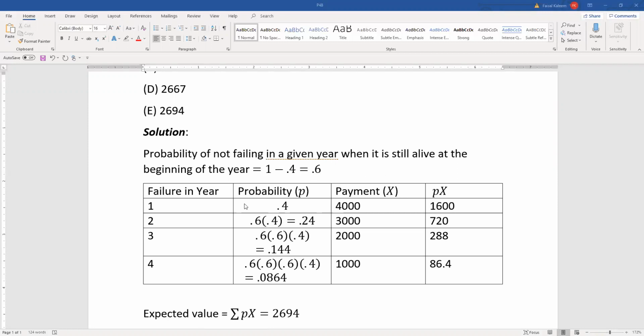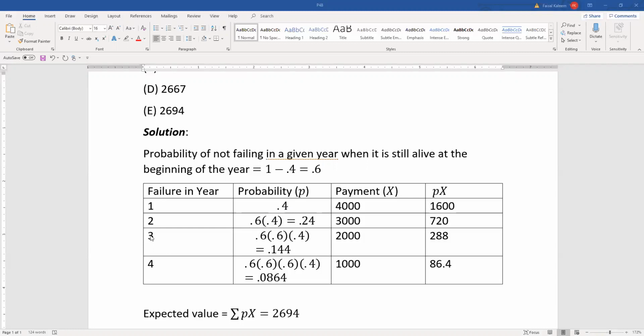So failing in the first year is simple, that's 0.4. But the failure in the second year will happen if it has not failed in the first year, which will be 0.6, and failed in the second year, which would be 0.4, and "and" means multiplication, so the result is 0.24.